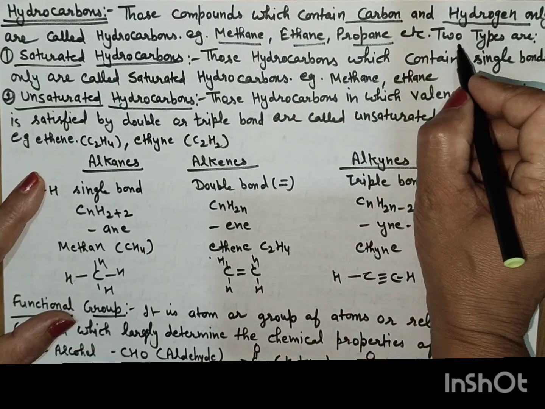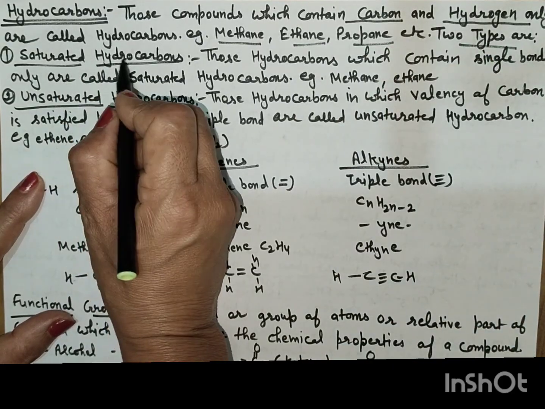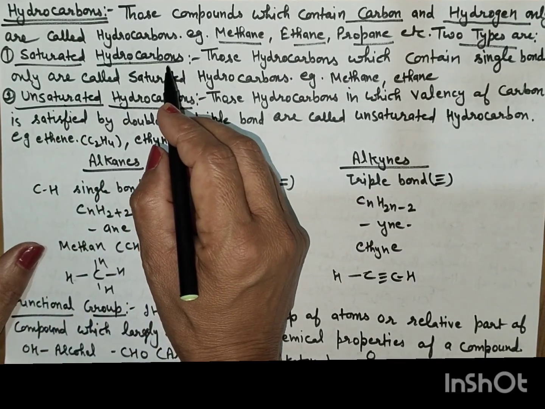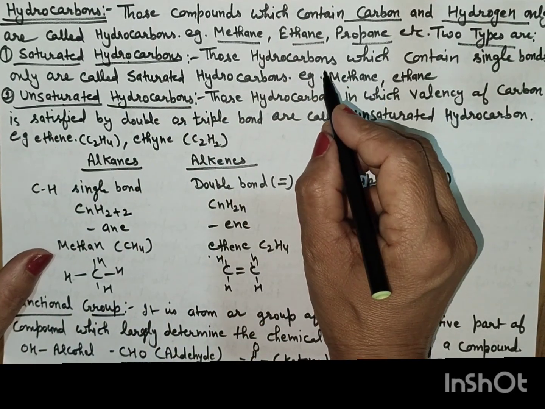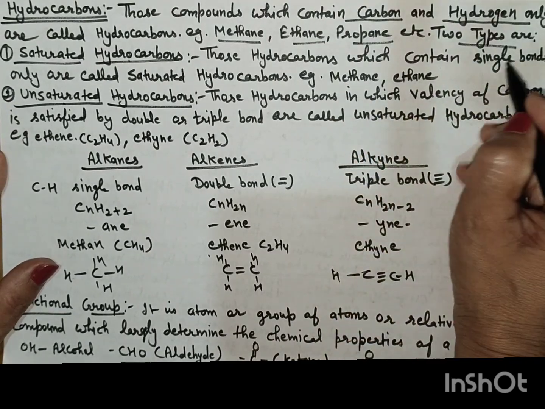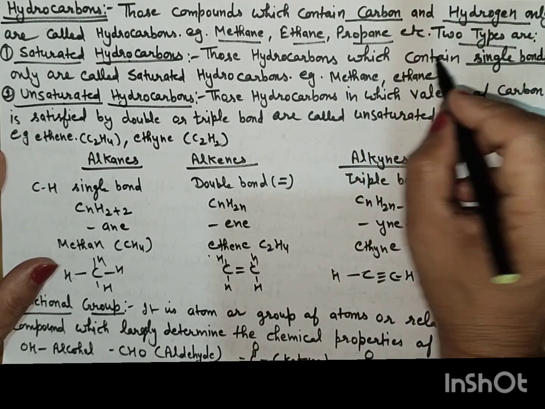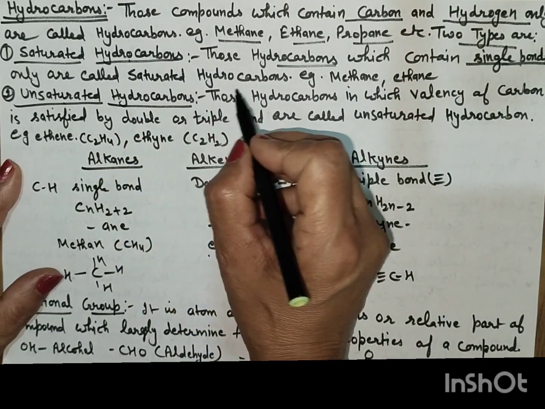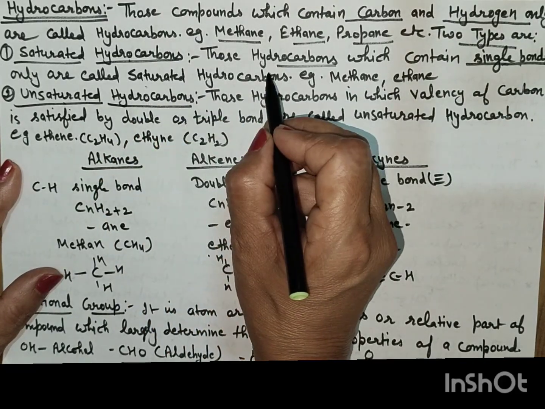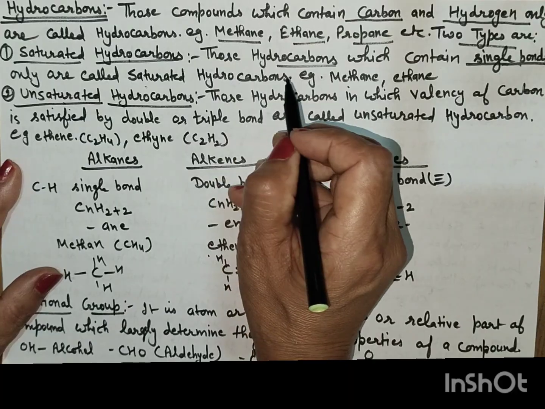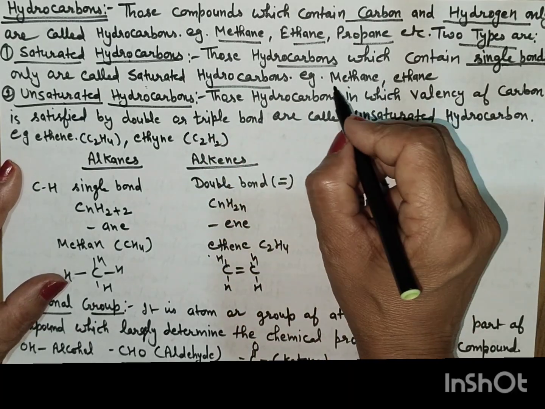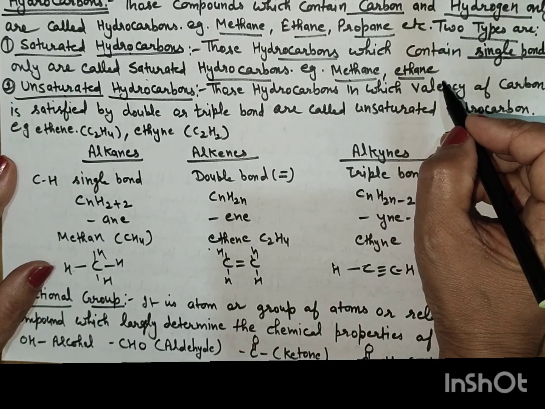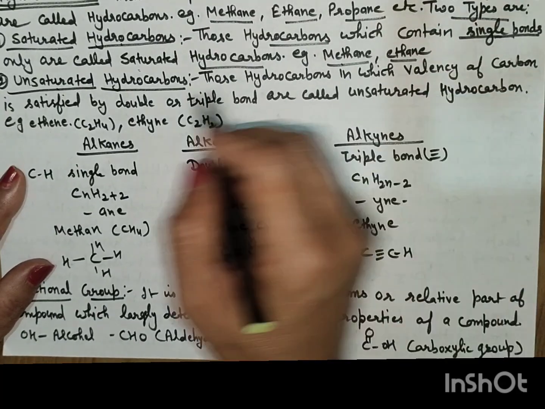There are two types of hydrocarbon: saturated hydrocarbon and unsaturated hydrocarbon. Saturated hydrocarbons are those hydrocarbons which contain single bonds only. Saturated means single bond. SS, saturated single bond. Examples are methane, ethane, propane, butane, pentane, hexane, and so on.